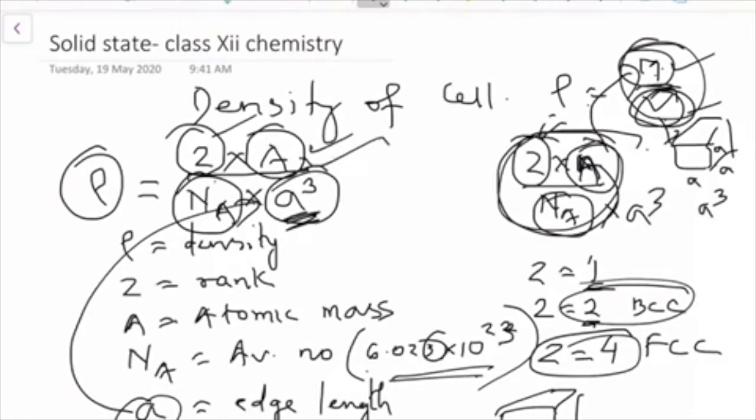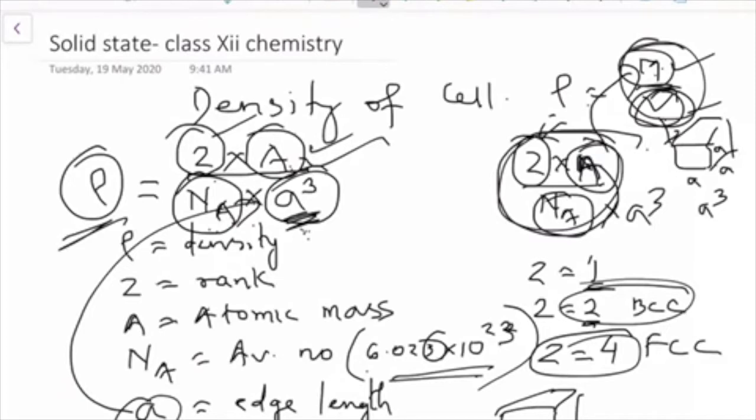Then for A, depending upon which atom or element it is, you have to write the atomic mass, then Avogadro's number, then the edge length will be given. Also one more thing, the edge length in most cases will be given in picometer. And when you are calculating density it may be in gram per centimeter cube. So you have to convert picometer into centimeter. Do not forget to convert that picometer into centimeter. I hope you know the relationship between picometer and centimeter.